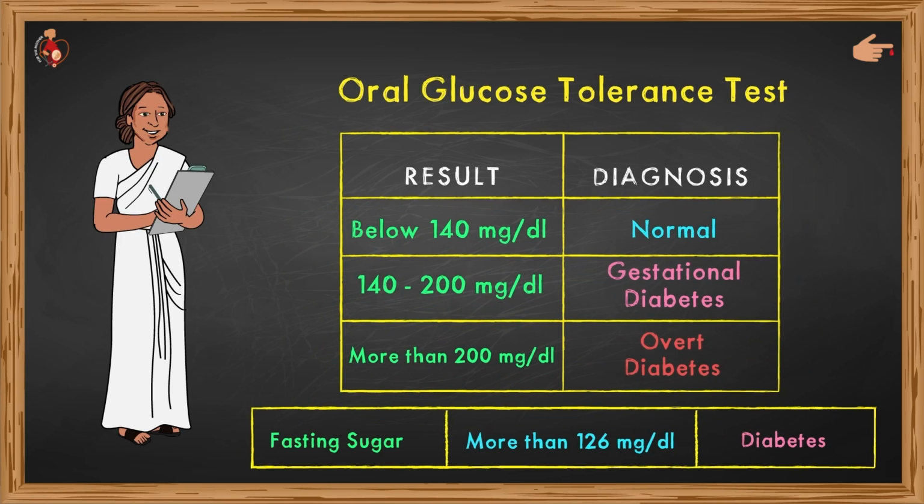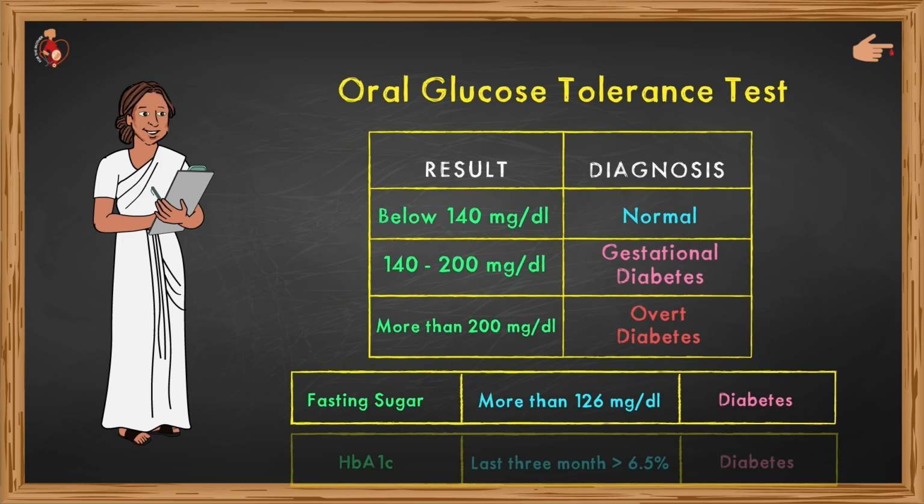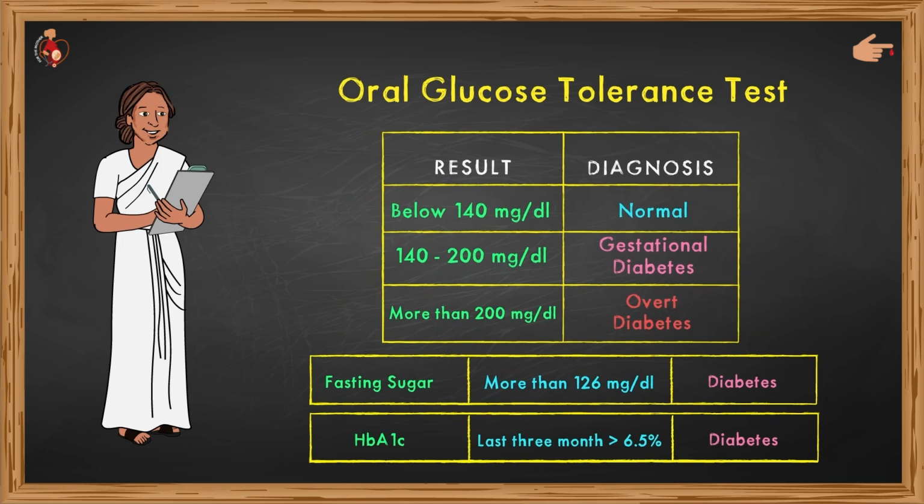Any woman who comes with fasting sugars of more than 126 milligrams per deciliter is again considered as diabetes. Or if the HbA1c, which reflects the last 3 months of the sugar, is more than 6.5%, she is diabetic.